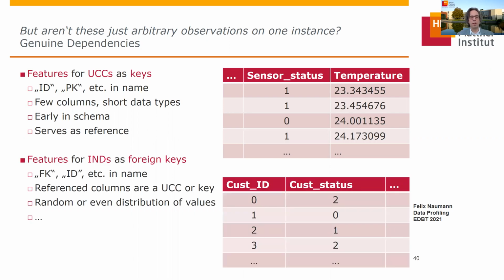Same is true for foreign keys. If you look at the two tables together now, you could conclude, sensor status must be a foreign key to customer status, right? Because all values of the sensor status are also included in the customer status.